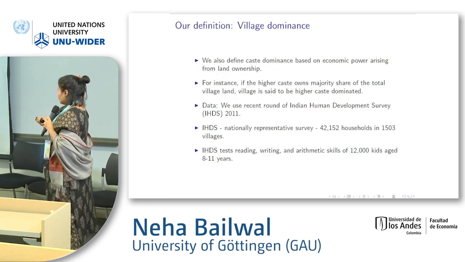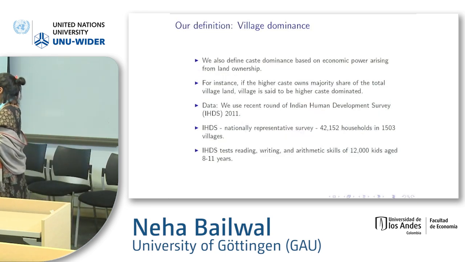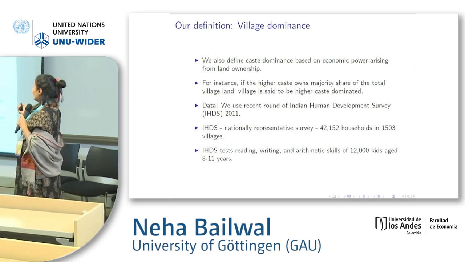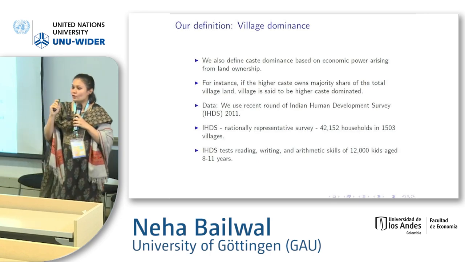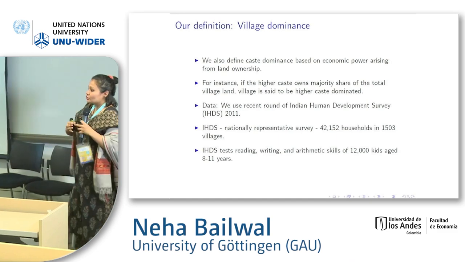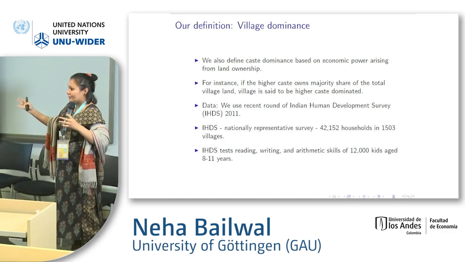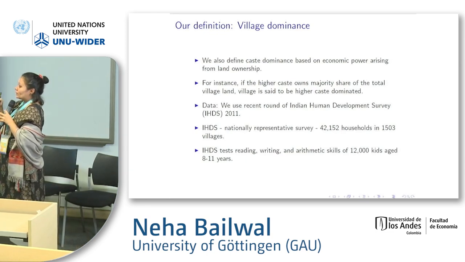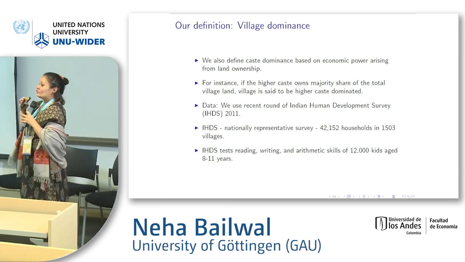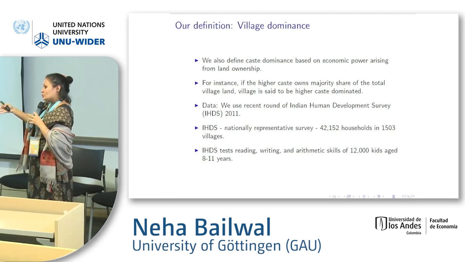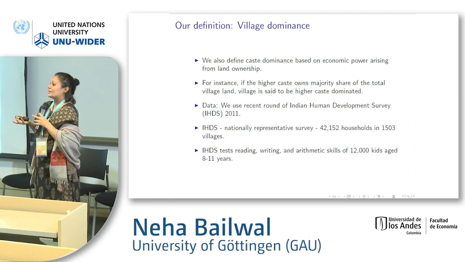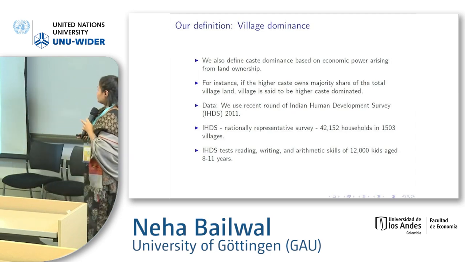So let me tell you what definition we use. We use caste dominance. Basically, which group is dominant based on the economic power arising from the land ownership. So for example, if the SC owns the majority of the total village land, let's say there is 100% land and 80% of the land is owned by the SC, we say that the SC is the dominant group. Whichever group owns the majority of the land in the village has the maximum economic power, and that group is said to be the dominant group.